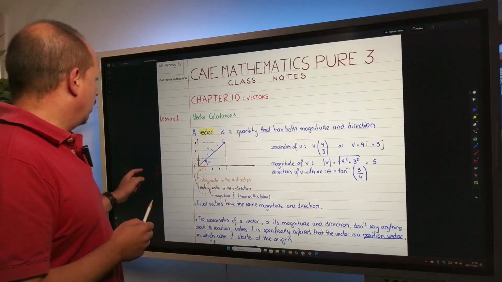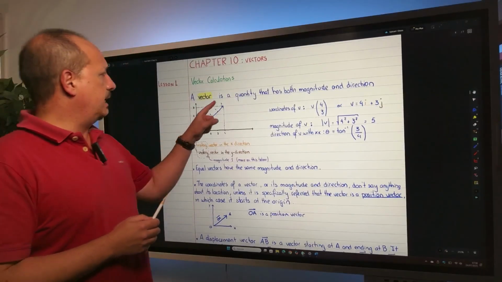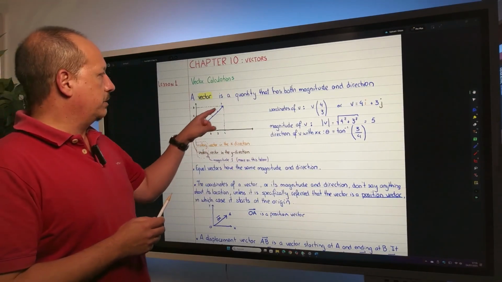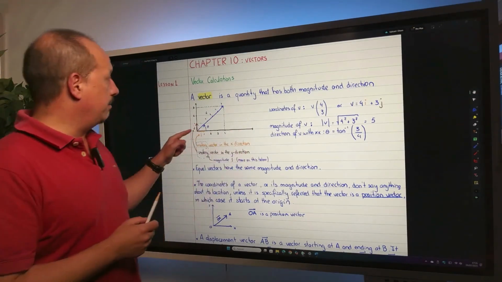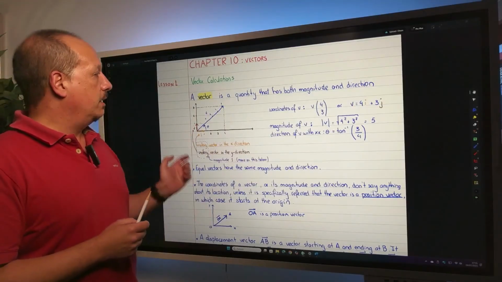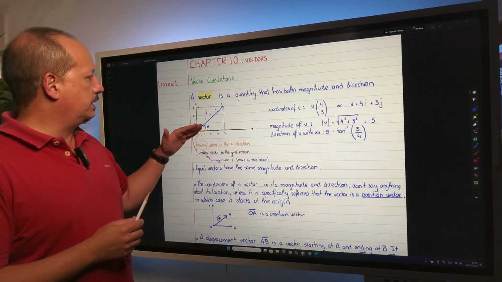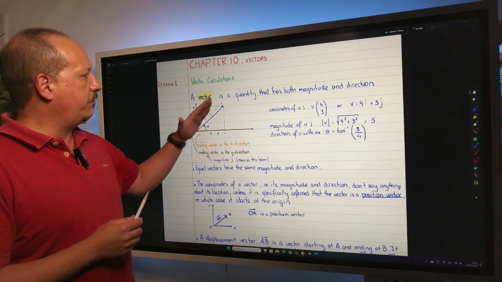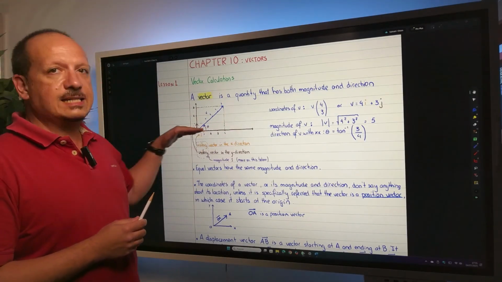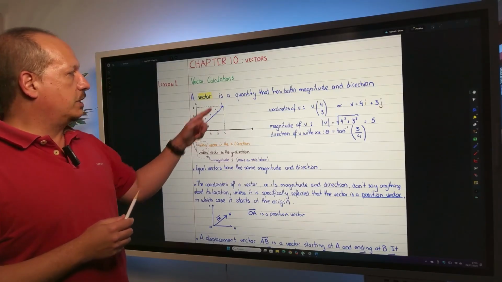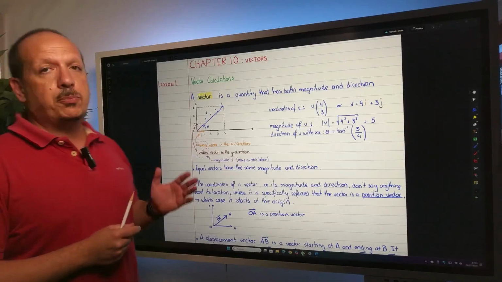Okay, so let's take a look at this vector v over here. The magnitude of this vector v is given by a number. In this case, the magnitude is 5. And the direction can be given in different ways. Here, I opted to put the direction as the angle that the vector makes with the x-axis, this angle over here.